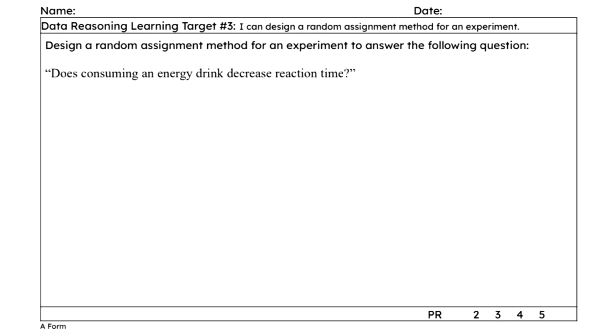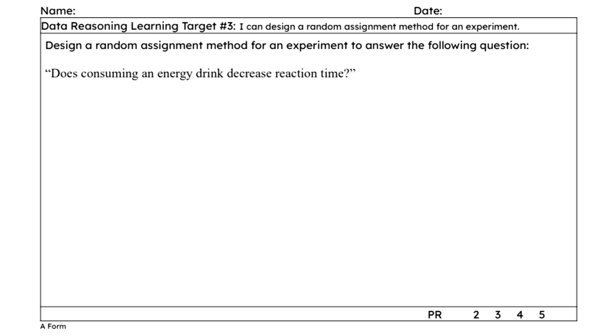This is Summer School High School Credit Recovery for Data Reasoning, and we're on Learning Target number 3. I can design a random assignment method for an experiment. So we just looked at surveys, and surveys do not impose any kind of treatment. We just kind of walk up to people and ask, hey, what's going on with you? I want your data. In an experiment, however, you're trying to imply causation. You want to see if one thing affects change in another thing, in which case you are imposing a treatment. You are changing something about a situation to see if it has changed results.